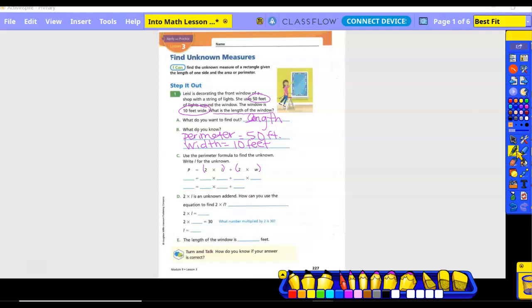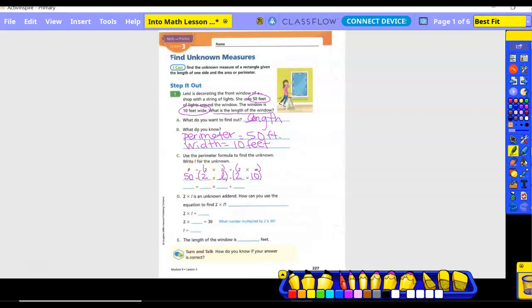What's our perimeter? Our perimeter is 50 feet. Okay, times 2. What is our length? Do we know that yet? No. No, that's what we're trying to find. So I'm going to put an L here. Remember, I kind of loop it so you can tell the difference between an L and a 1, right? Plus 2 times W, or our width. What's our width? 10.